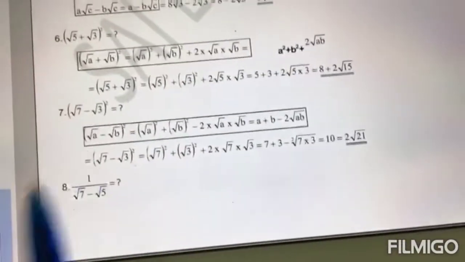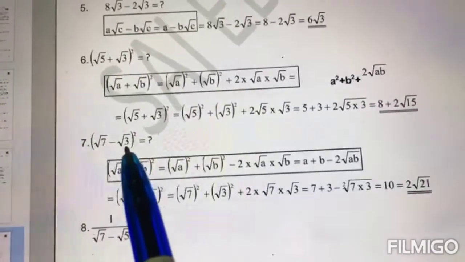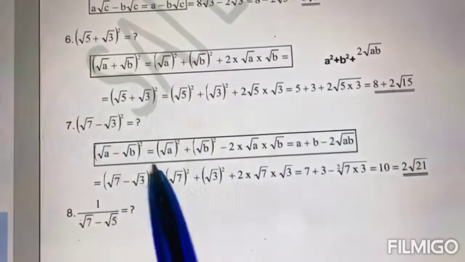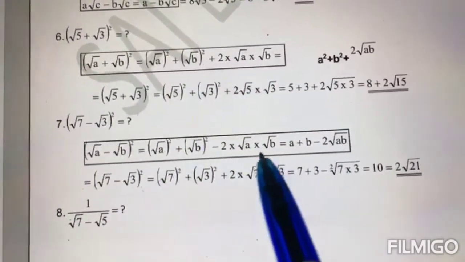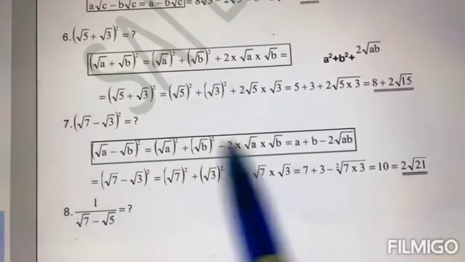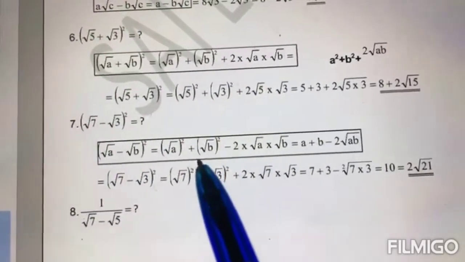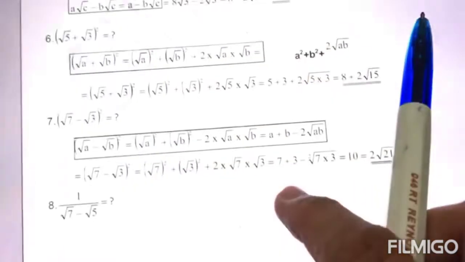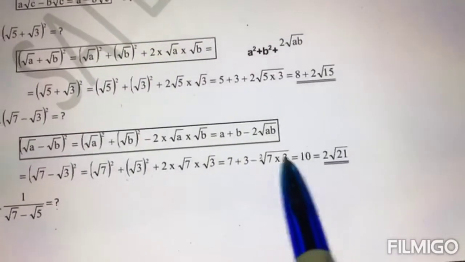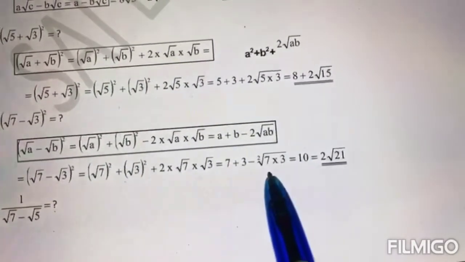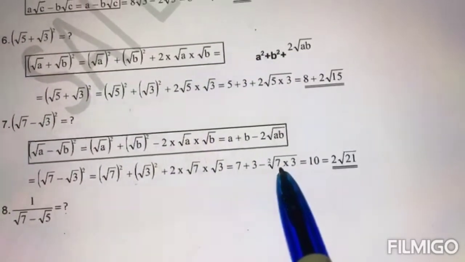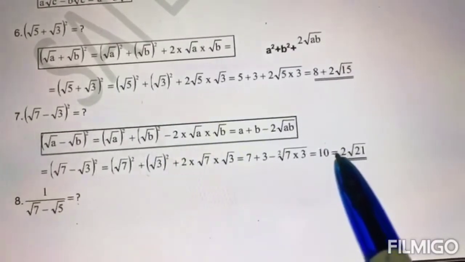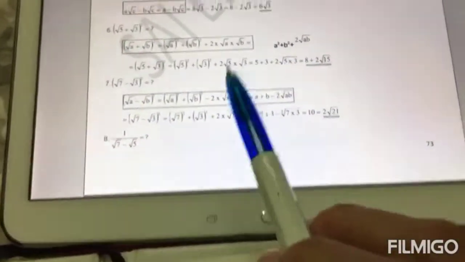Okay, number 7 is similar. Root 7 minus root 3 the whole square. So this is similar to a minus b whole square. Remember, what is the formula for that? It is a square plus b square minus 2ab. What is a here? Root 7. So root 7 whole square plus root 3 whole square minus 2 into root 7 into root 3, which is 7 plus 3 minus 2 root 21, which is 10 minus 2 root 21. This is a typo. It is not equal to, it is minus here. Okay. So same principle as this.